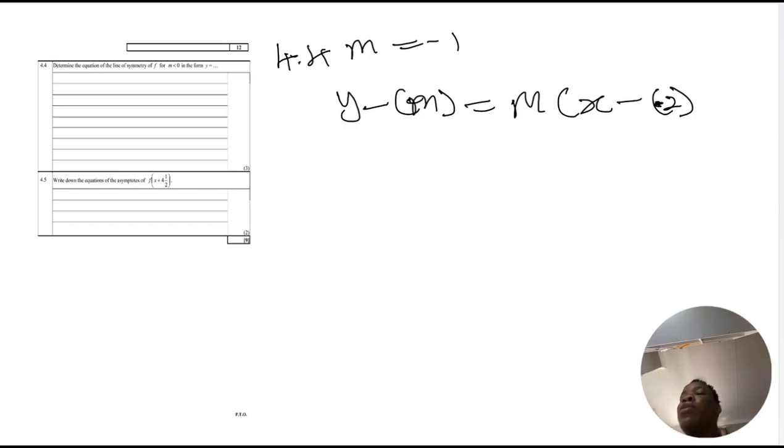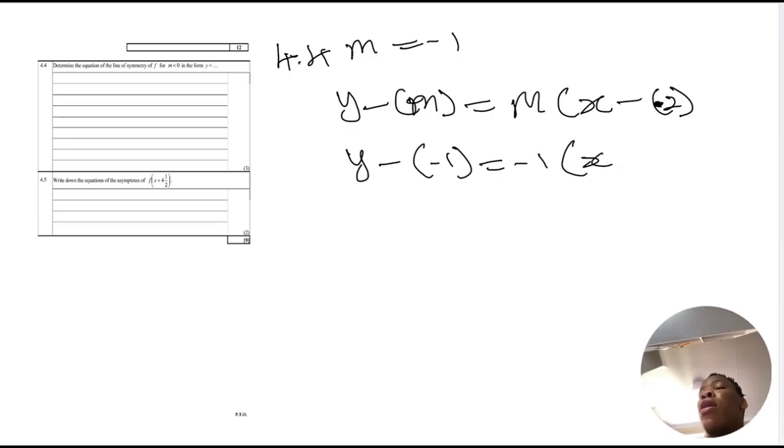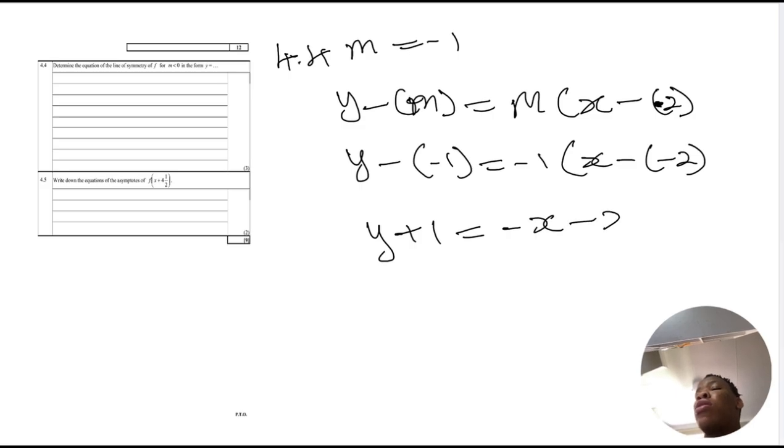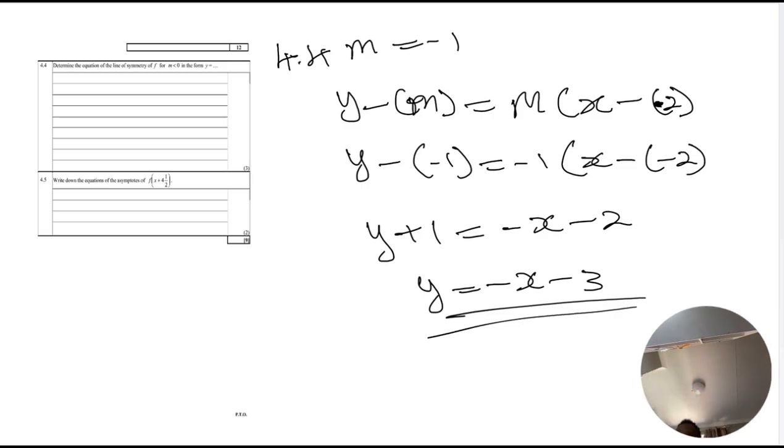So now we just substitute. We will have y minus 1 is equal to -1 into x minus 2. Remember it's multiplication, so y plus 1 is equal to minus x minus 2. Y is equal to minus x minus 2, it will be -1 minus 2, it will be -3. So this will be our equation.